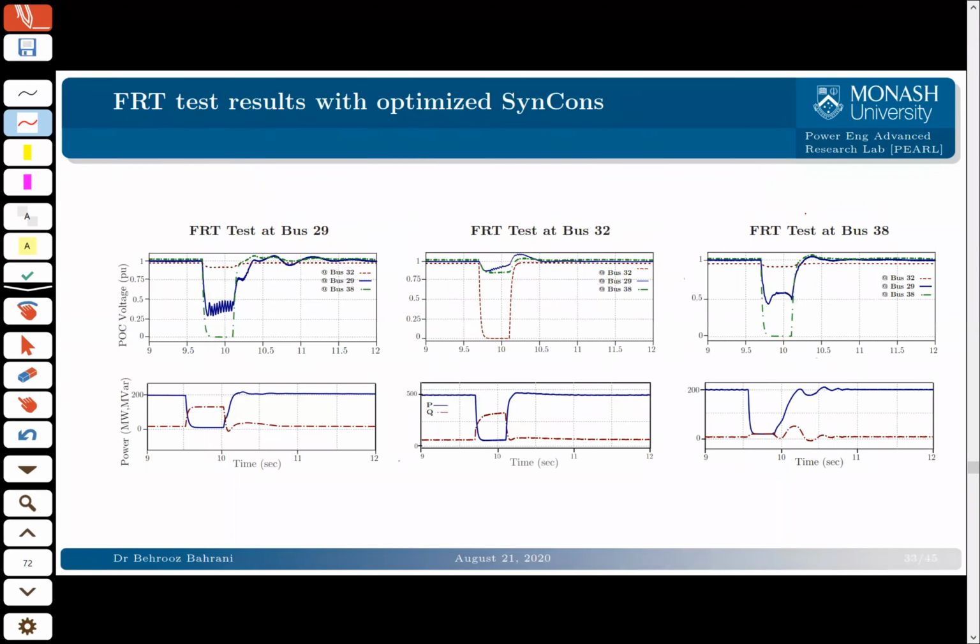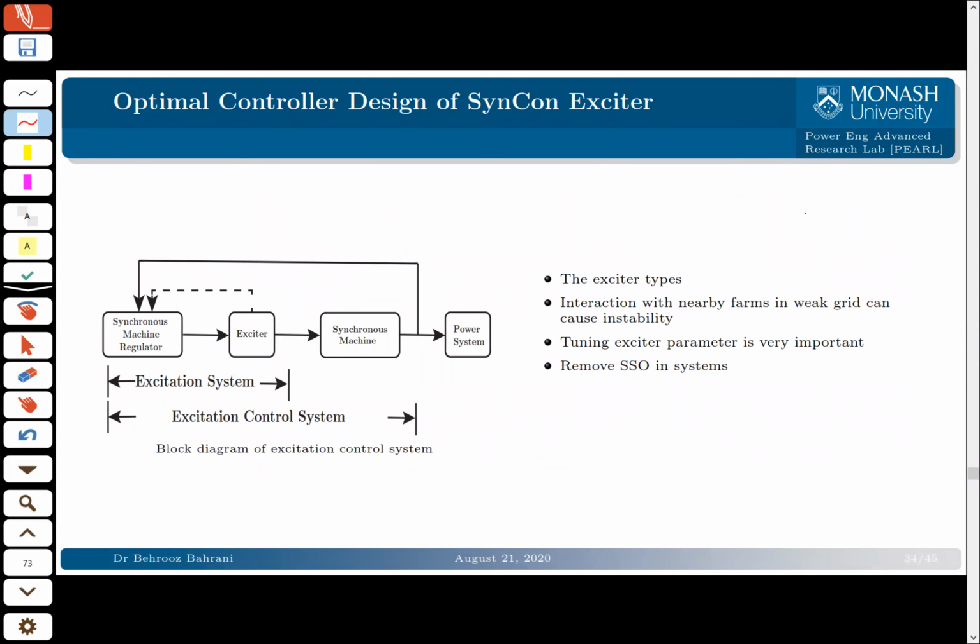But after finding an optimal location for our SynCon and installing that in the system, we are having a better response, and the system can very easily recover from the fault. We are also working on the exciter of the SynCon at the moment, but still this is work in progress.